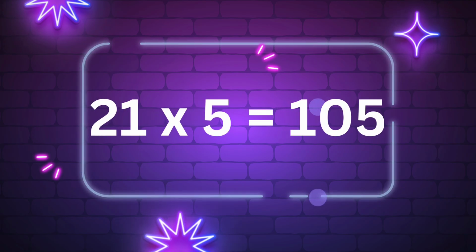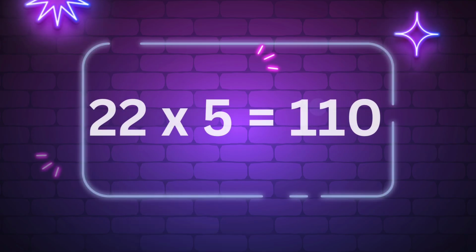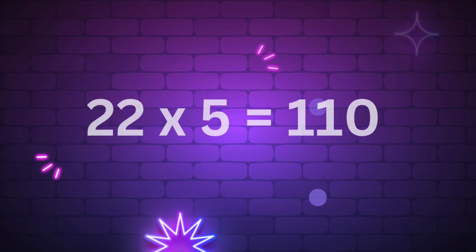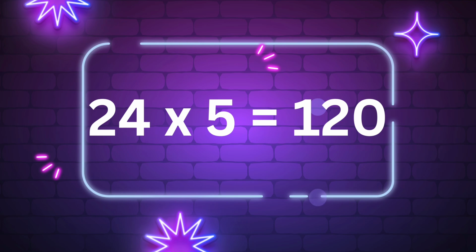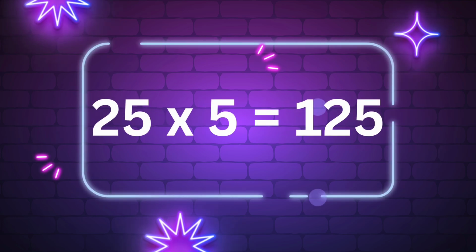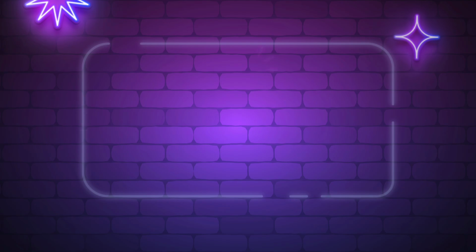21 times 5 is 105. 22 times 5 is 110. 23 times 5 is 115. 24 times 5 is 120. 25 times 5 is 125.